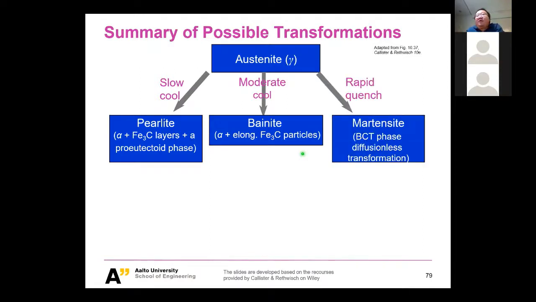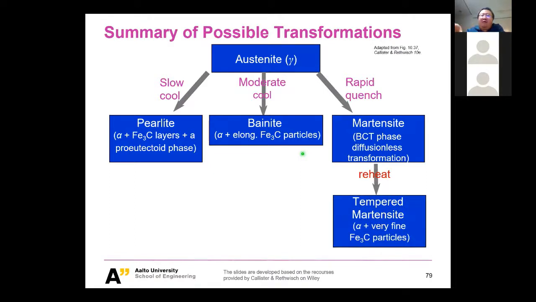And if you make even faster cooling, so you get the quenching, then the final result is the diffusionless BCT martensite. But martensite features very high hardness and strength, but very poor ductility. We usually do a reheat and hold and cool down. That will give you the tempered martensite. You will see how this tempering is done next lecture.